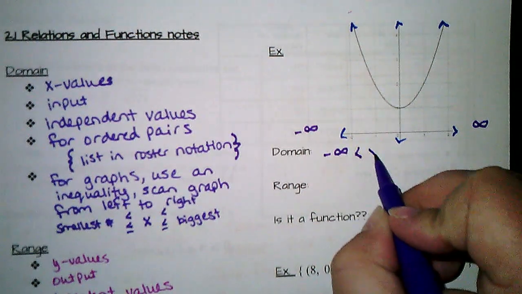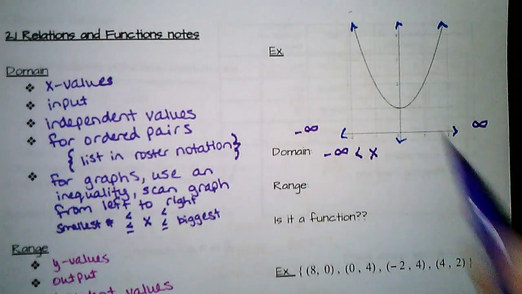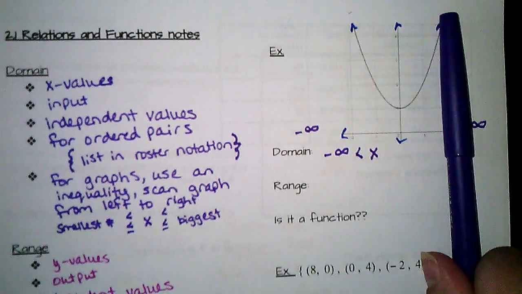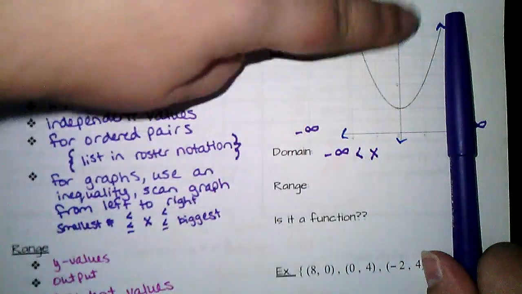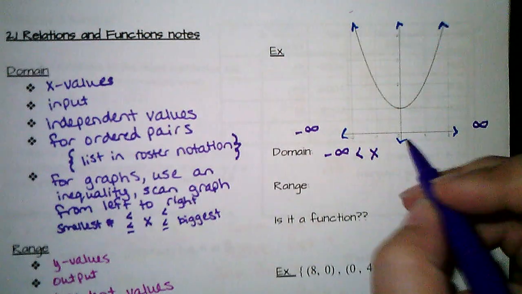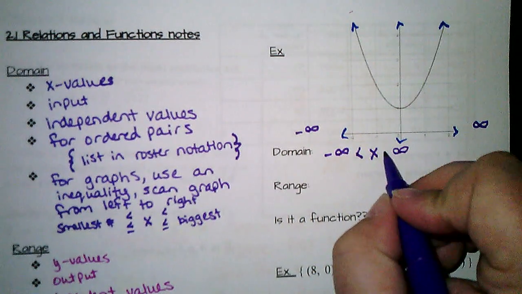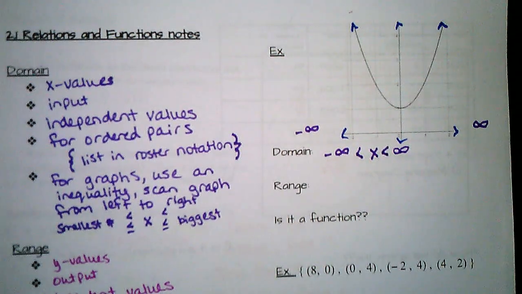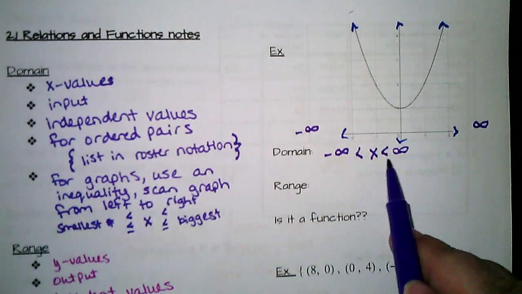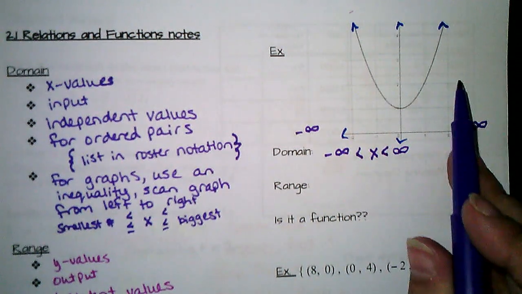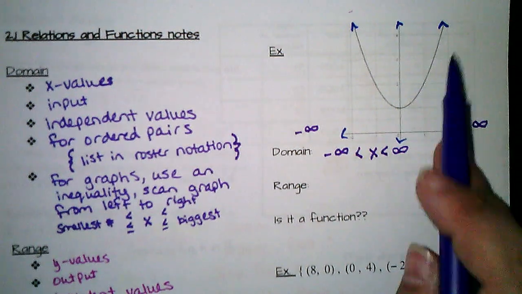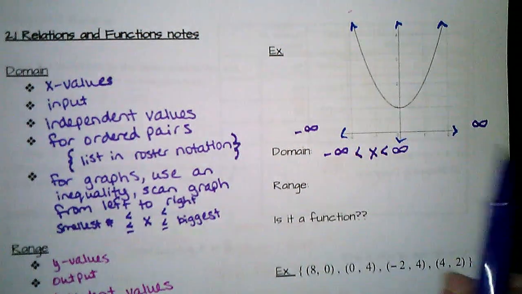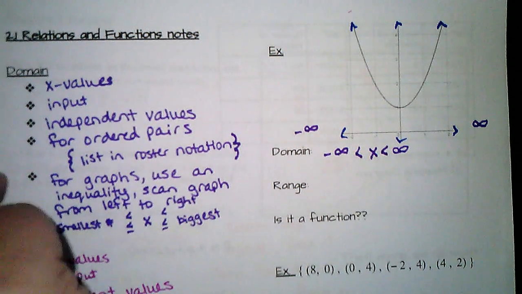Okay, domain is x. And then as we go to the right, the last thing we touch is this up here. Again, an arrow. So arrows mean infinity. And we're going to use less than again because we can't use or equal to with it not being able to touch infinity. But since it goes on forever, those arrows mean we're going to have infinities.